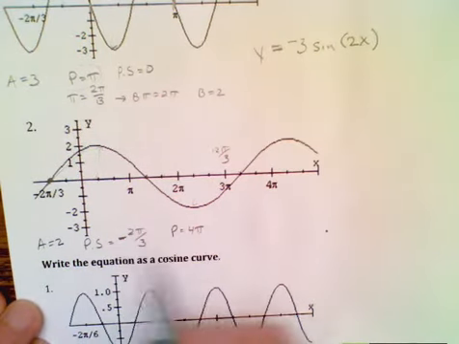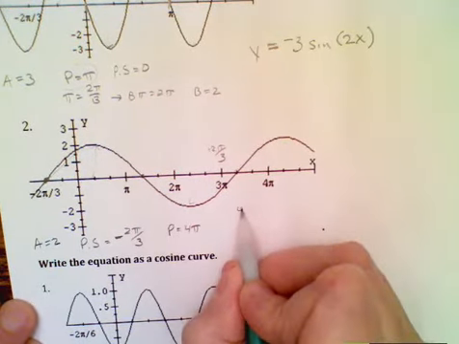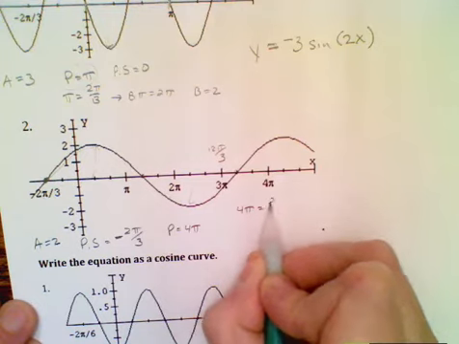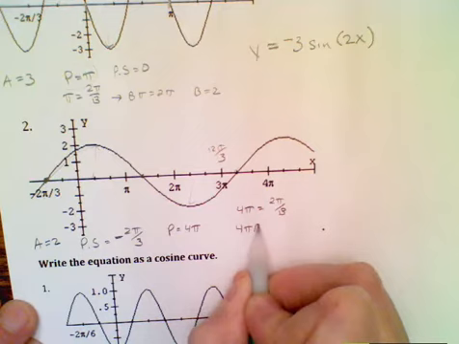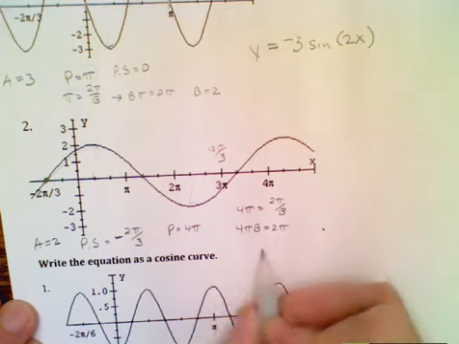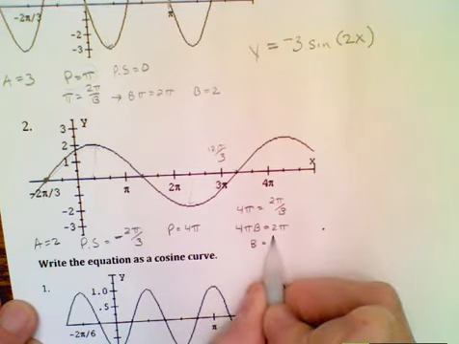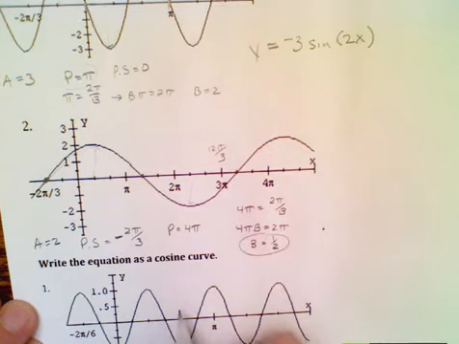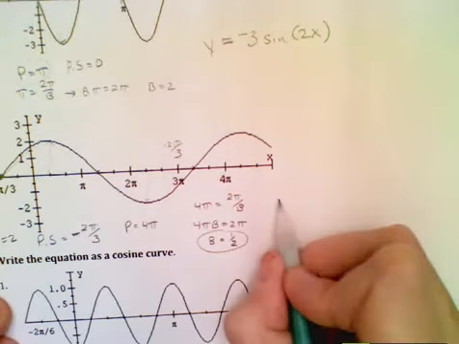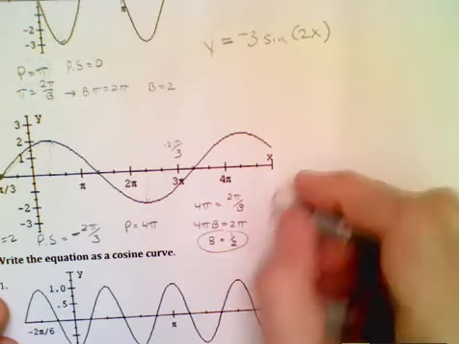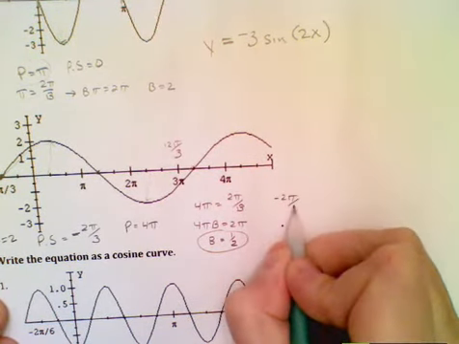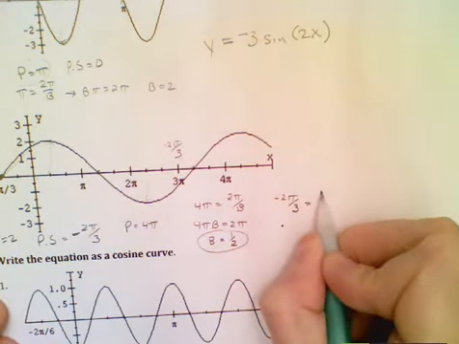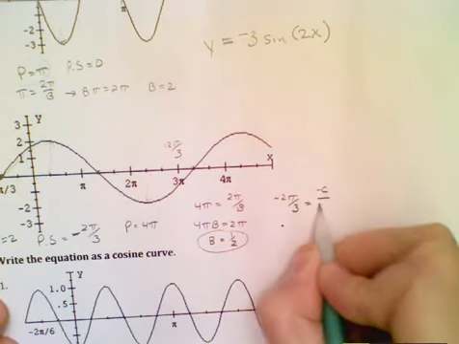Alright, so I need to figure out first the b value. If the period is 4 pi, that equals 2 pi over b. So 4 pi b equals 2 pi. Divide by 4 pi, I get b is 1/2. So that's b. And then the phase shift, which is negative 2 pi over 3. That's the phase shift, has to equal opposite of c over b.